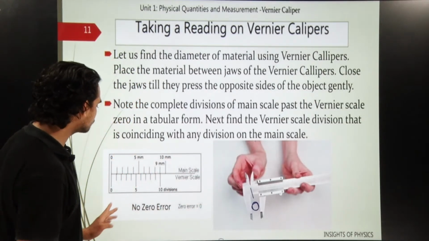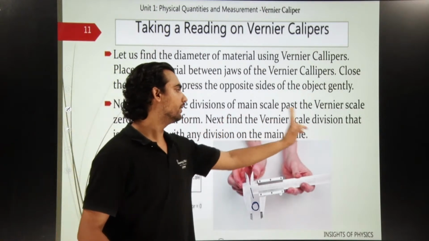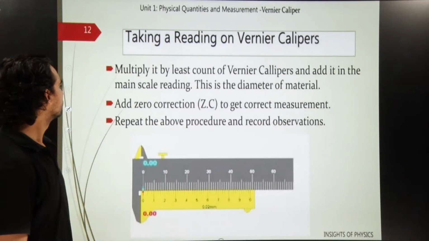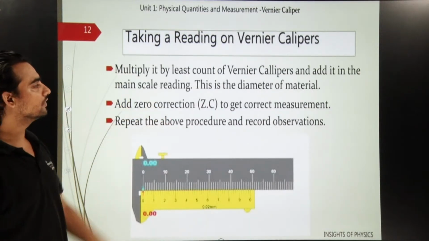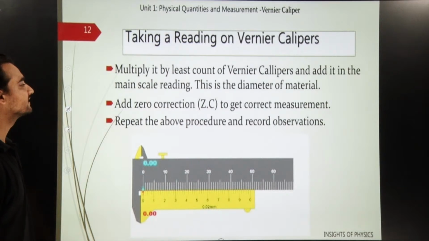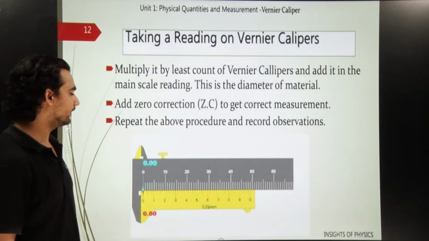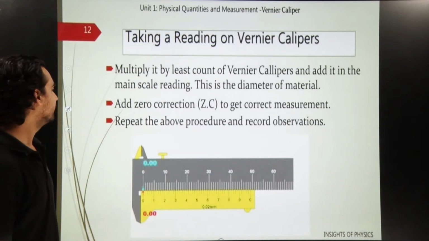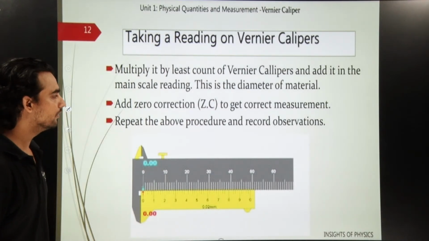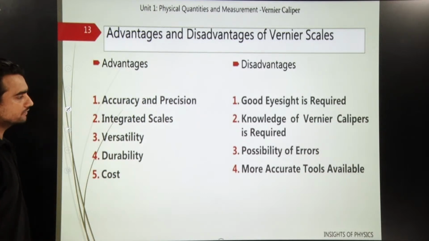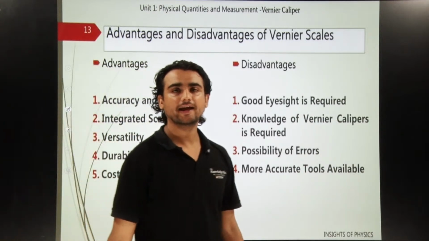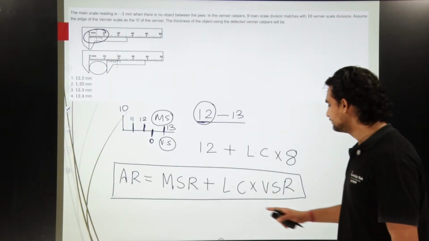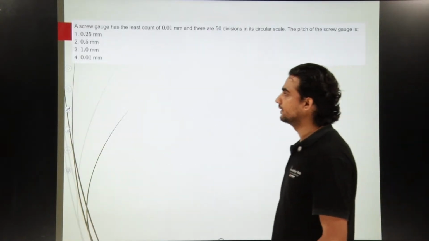Next, find the Vernier scale division that is coinciding with any division on the main scale. Multiply it by the least count of the Vernier caliper and add it to the main scale reading. This is the diameter of the material. Add zero correction to get the zero measurement. Repeat the above procedure and record observations. Okay, so whatever error I have, this is the way I can find my readings. This is how I am finding the reading, and finally I'll subtract the error.